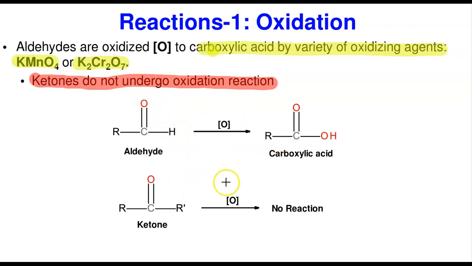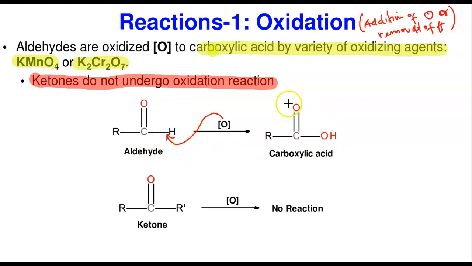If this undergoes oxidation, remember there are two ways to define oxidation. Oxidation is either the addition of oxygen or the removal of hydrogen. Remember that. So in this case, what is happening is that one atom of oxygen is being inserted at this point. And when you insert it there, it forms a carboxylic acid. So the oxidation of an aldehyde forms a carboxylic acid, whereas ketones do not undergo oxidation.